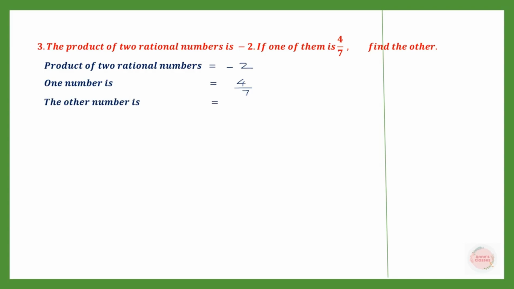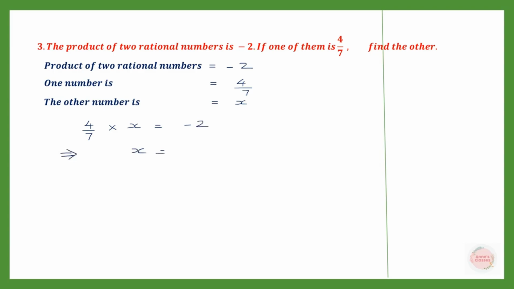So let's consider the other number to be x. So product of two rational numbers, one number is given to us, that means 4 by 7 is one number into the other number which we consider to be x. This is equal to minus 2. Now we have to find the other number which is x.